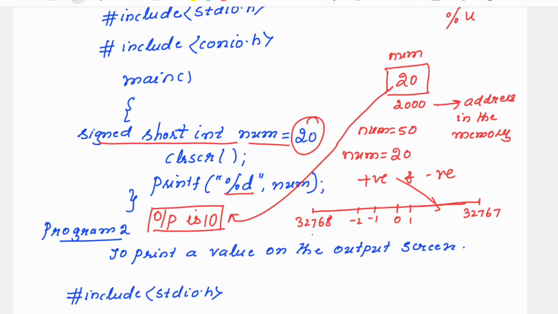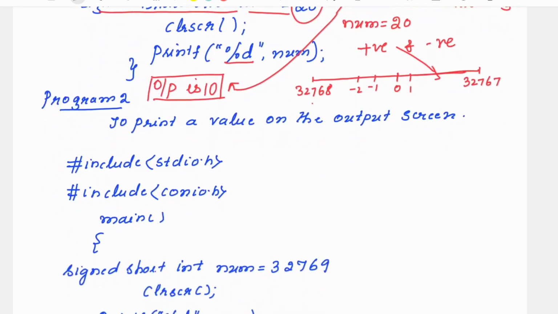Now we need to check what happens if we give a value which falls beyond this range, which is not at all there in this range. We'll try to give some examples here. In one example, I'll give a positive value which is not in the range. I'll also give a negative value which is not in the range. Then we'll see what the output on the screen will be.